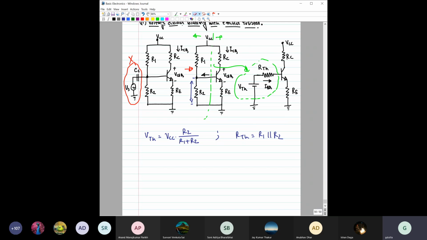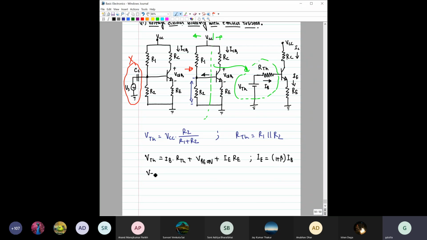If we now use this circuit and analyze it, we can write VTH is equal to IB into RTH plus this VBE on, plus this IE RE. Because this is IE, this is IC, remember that, and let us say this is IB only. Let us not write IBQ. We also know that IE we can write as 1 plus beta of IB, isn't it? IE equal to 1 plus beta of IB.